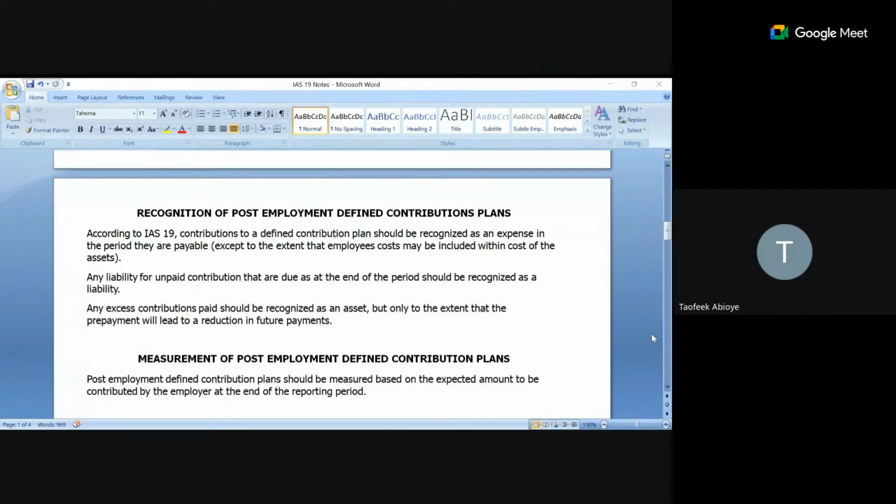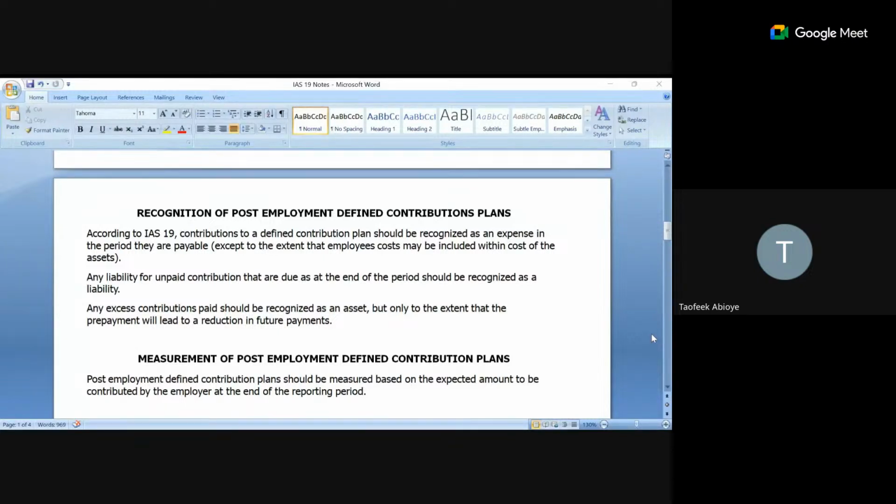So that is recognition. Recognition is straightforward. For a defined contribution plan, we are just going to expense it in the P&L account. If there is any liability, we recognize it as an accrued liability, which is like an accrued expense. Then if there is an excess, that excess will be recognized as an asset. That is it. Now, measurement of post-employment benefit for a defined contribution plan.